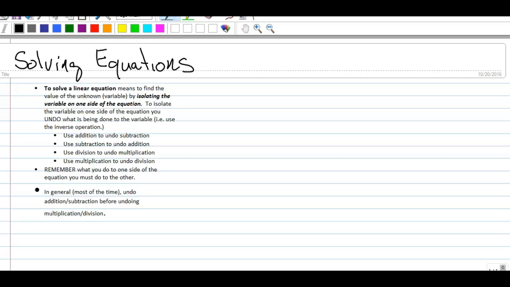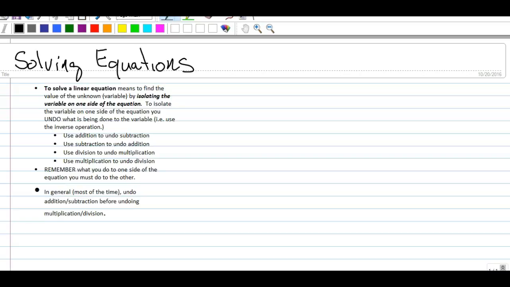The cardinal rule in solving equations, as we have observed in the slides previously, is that what you do to one side of the equation, you must do to the other. Remember the balance scale analogy that we discovered on one of the slides. In general, most of the time, you undo addition or subtraction before undoing multiplication and division.